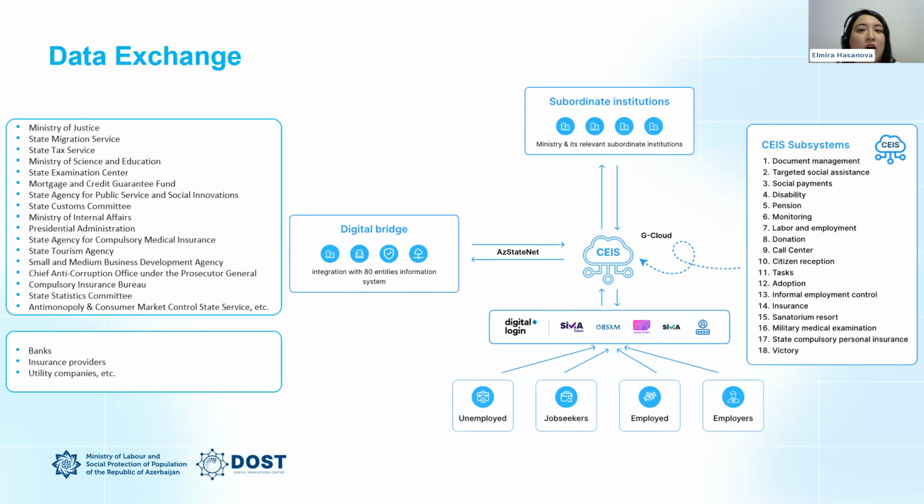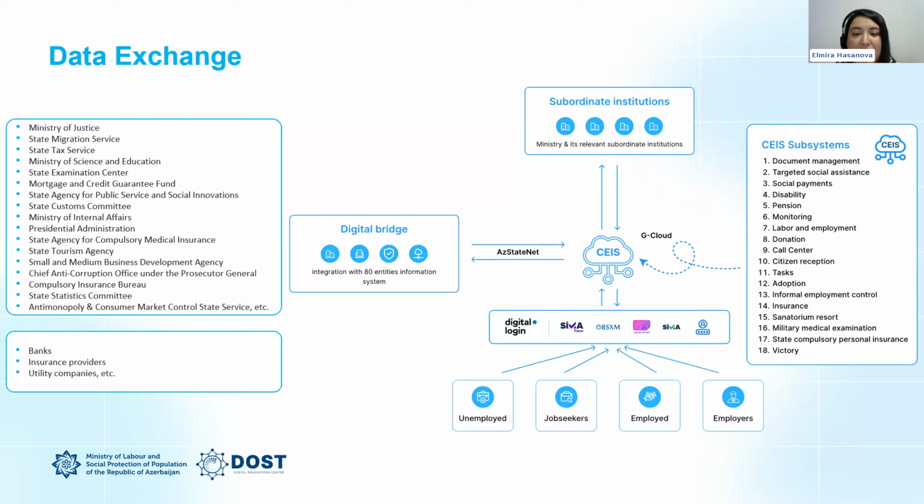When citizens, including unemployed, job seekers, employed, and employers, want to get access to the information systems of the ministry, they should sign up via digital login. Digital login is a single entry point countrywide, and it consists of several authentication methods, such as personal identification number, face ID recognition, mobile ID, electronic signature, and USB token. Once citizens have registered, they can get access to the information system of the ministry and benefit from the services provided.